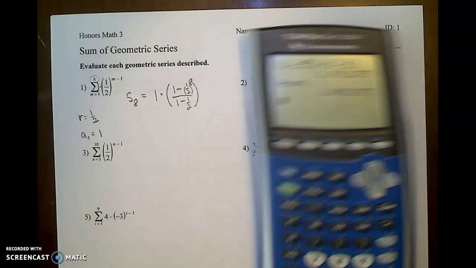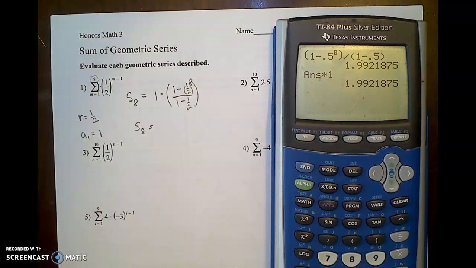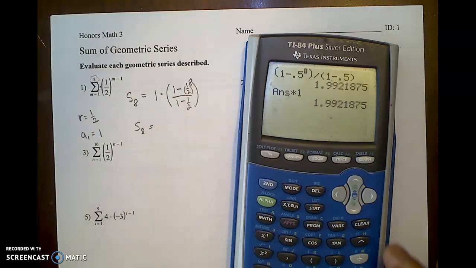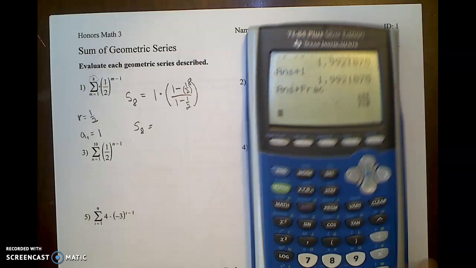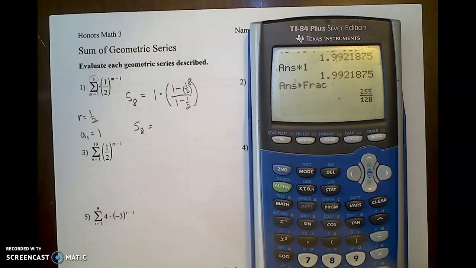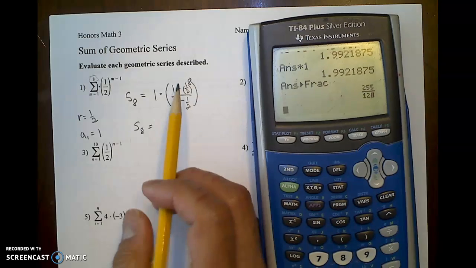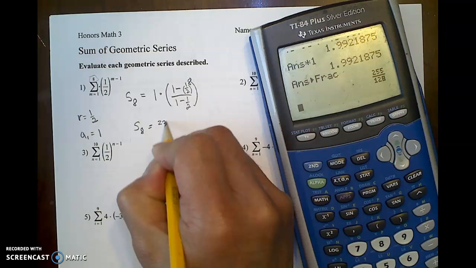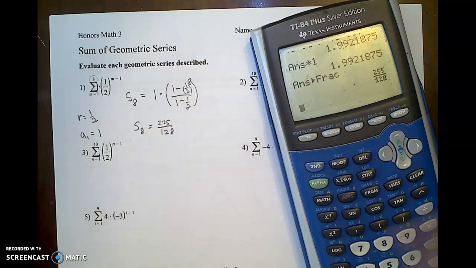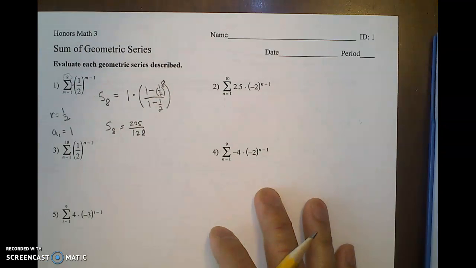There's our sum, the sum of our first 8 terms. Let's see if we can put this into a fraction. Yes. We want the fraction form because the common ratio was given in the form of a fraction. So here it's going to be 255 over 128. There's our sum.